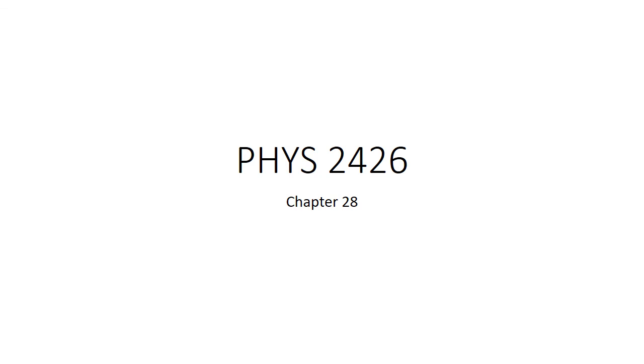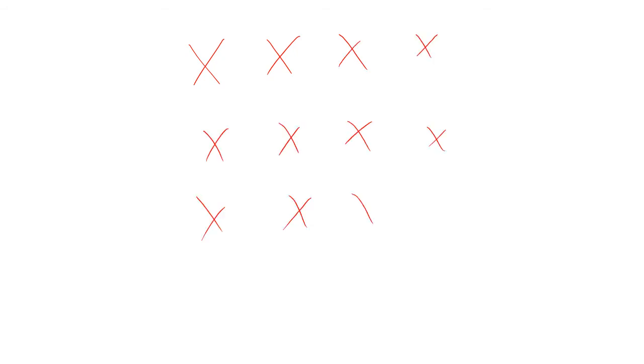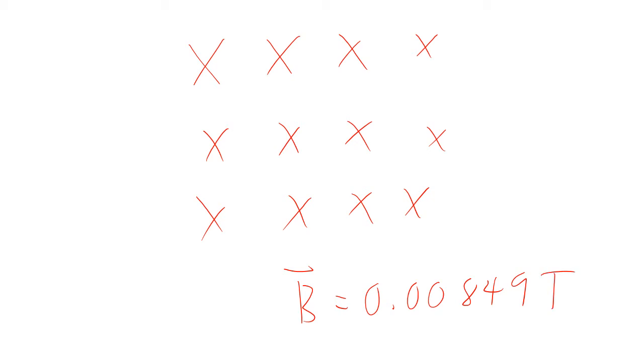So let's do an example here. Let's say that we've got a region of magnetic field. So we got a magnetic field here, and let's say the magnetic field has a magnitude of 0.00849 Tesla. So in other words, that's going to be 8.49 millitesla.